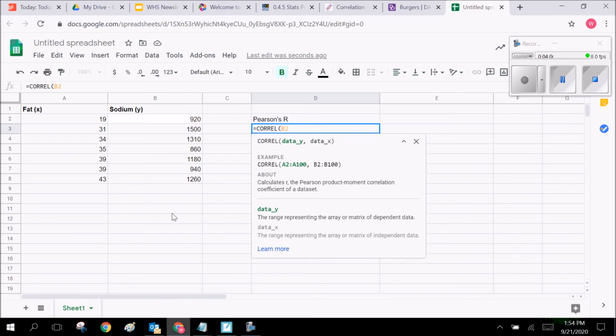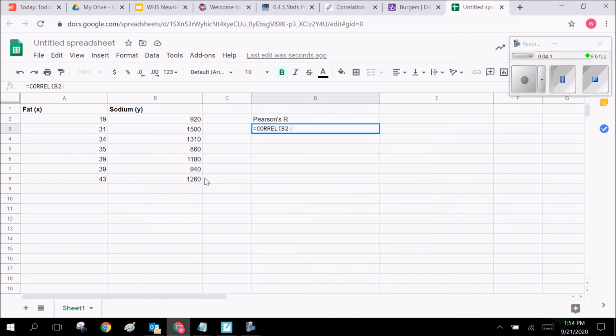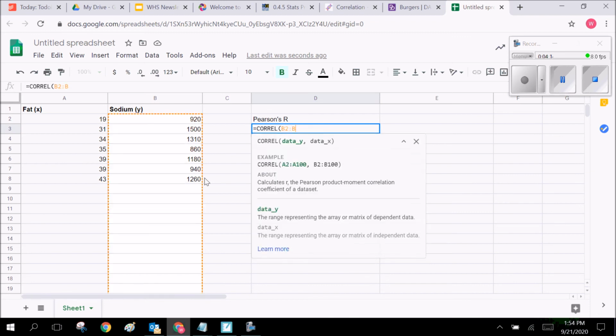So B2 is, you'll see as soon as I type that in here, it lights this one up. That's the first one in my data set, and my data set extends all the way down from B2 all the way down to B8 for my Y variable. So I'm going to go ahead and press colon, which means all the way through. And then I'm going to say B8. And you can see, I've gone ahead and highlighted all of my data from B2 to B8. That's my first data set, okay?